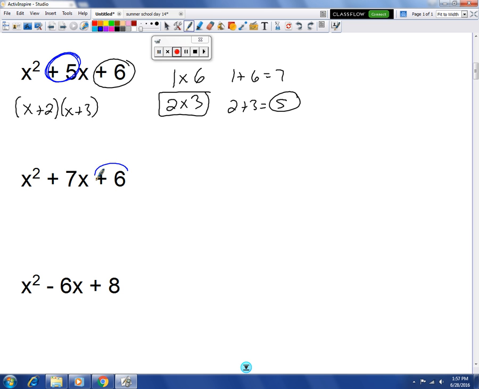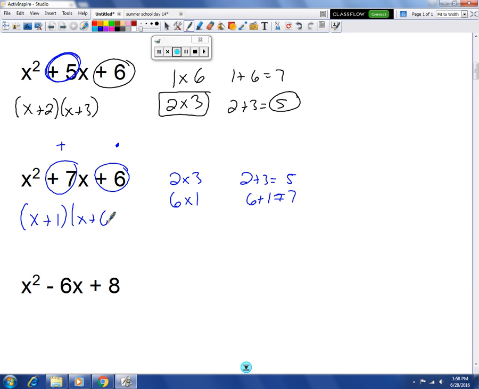Okay, a positive 6. All right, 2 times 3 is 6, but 2 plus 3 equals 5. Now, how about 6 times 1? Okay, 6 plus 1 is 7. So, see, we're trying to make the 6 happen by multiplying, and we're trying to make the 7 happen by adding. Okay, so we're going to use x plus 1, x plus 6.